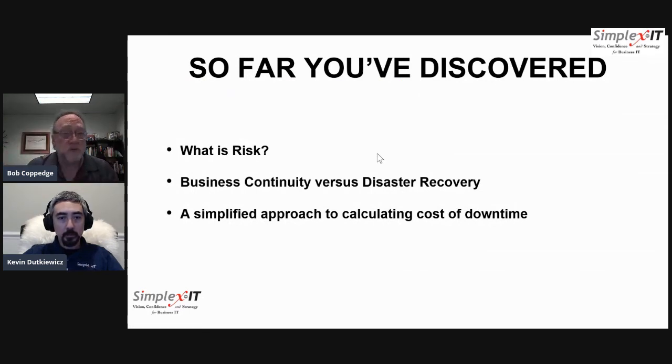So we talked about what is risk. We talked about business continuity versus disaster recovery. And we talked about a simplified approach to calculating downtime. Now the thing is, you start doing it. You go in and have a conversation with your organization, with the leadership behind your organization. If you're going to lead this charge, put it together and just say, hey, this is what I was thinking. Just start with this and don't overanalyze it unless there's value to that overanalysis.